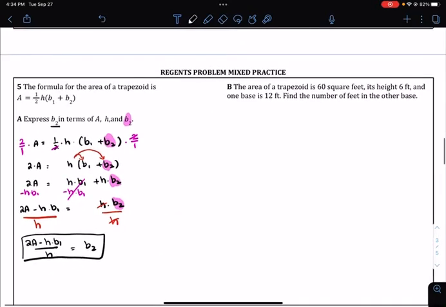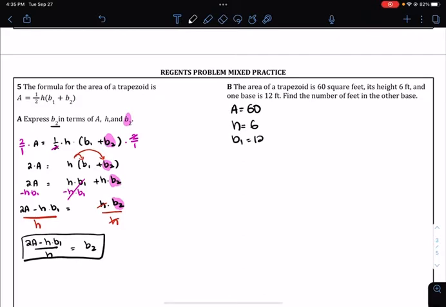The area of the trapezoid is 60. The height is 6. One of the bases is 12. So let's just put b sub 1 to be 12. And then we rewrite the formula for h, right?